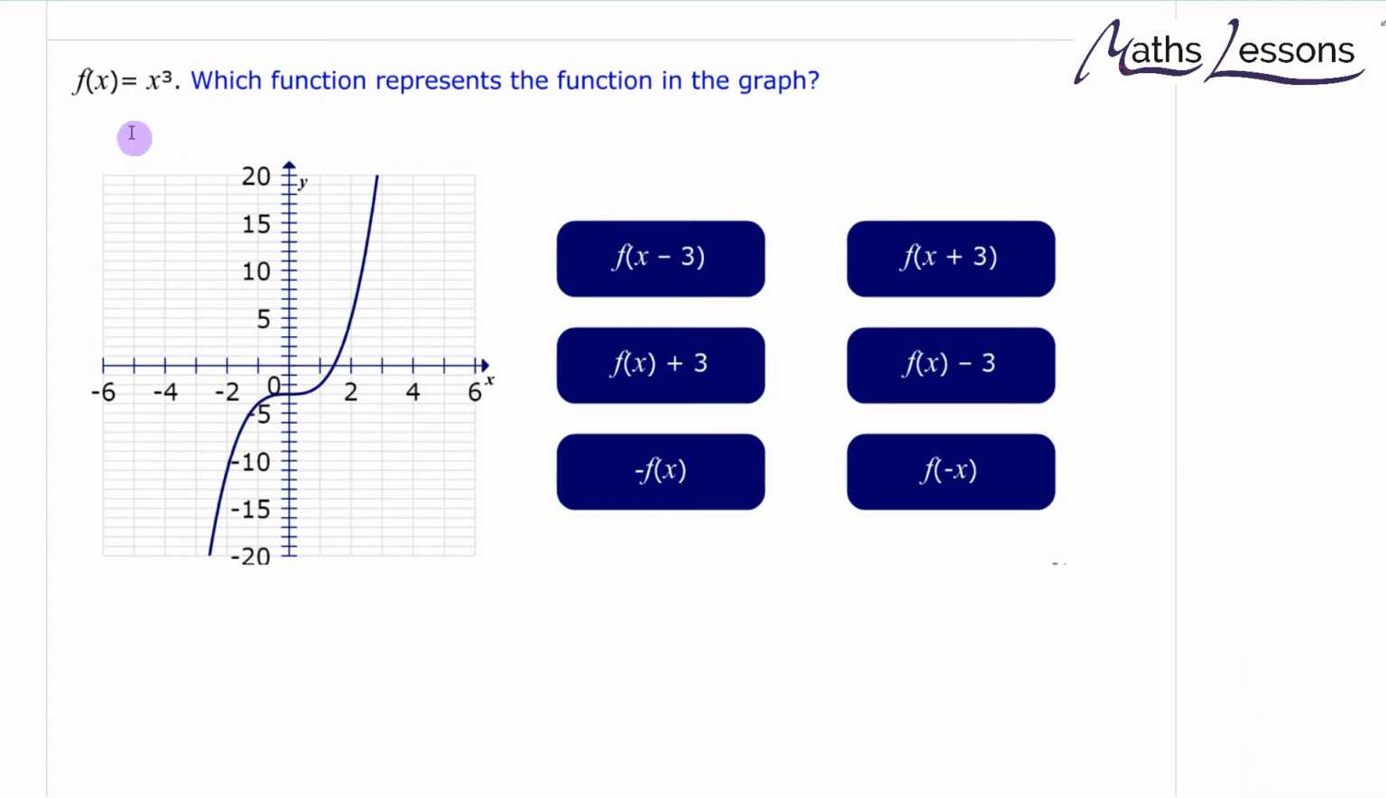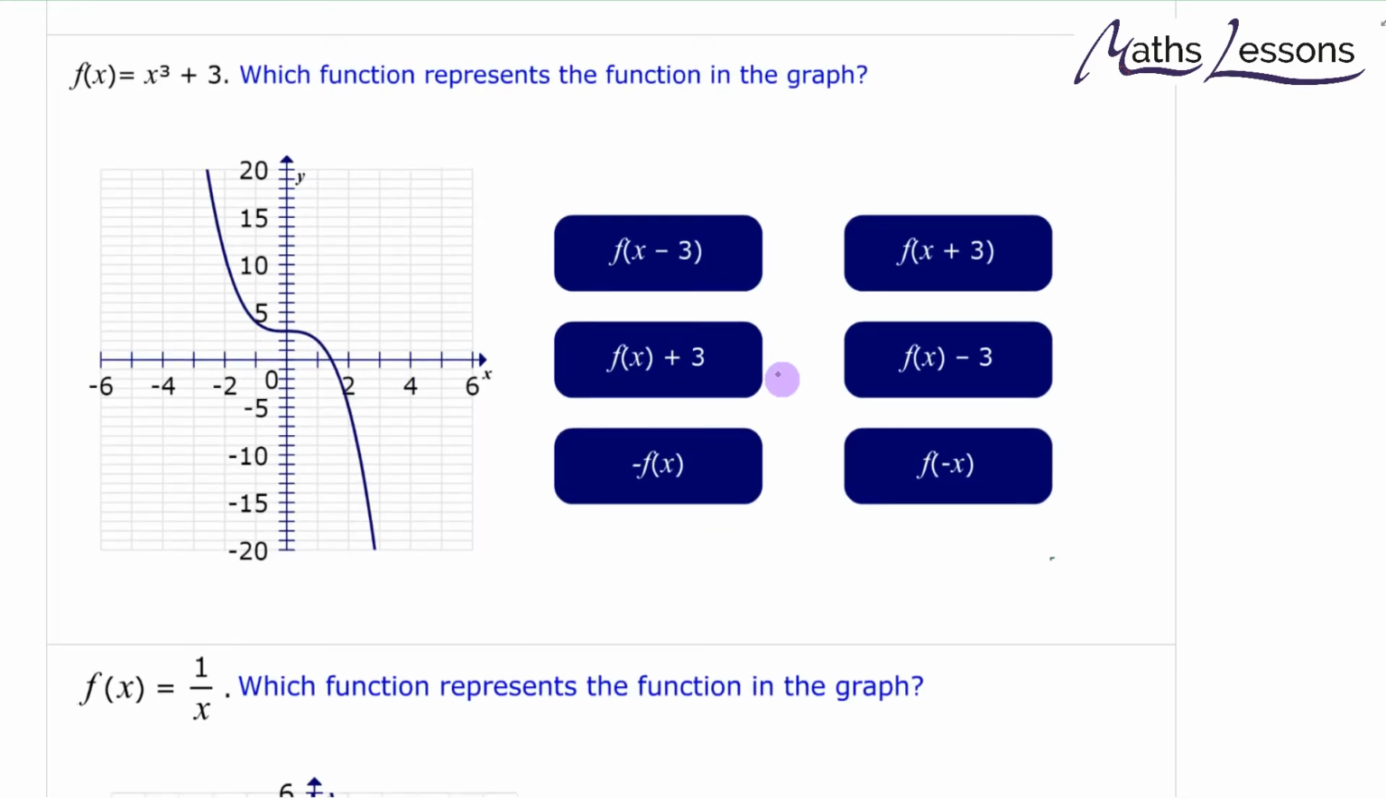Okay, so what we've got here is we've got y equals x cubed. Now the x cubed graph, you need to know, goes through the origin like this. So if we were to draw the x cubed graph, it will look like that. And you can see this has been moved down by 3, so therefore it's f of x minus 3. Right, another 30 seconds to have a look at this one.